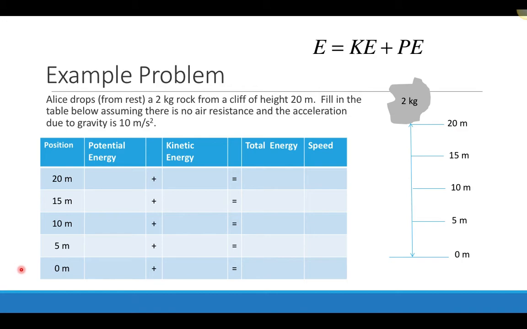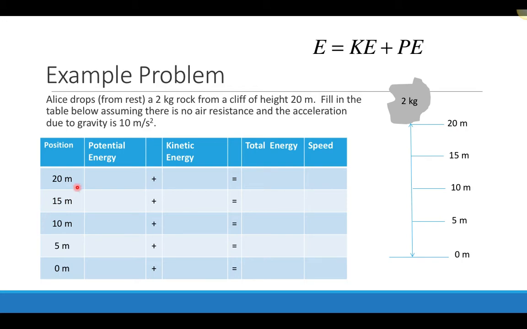All right, so let's look at an example. This is kind of a long example, but I think it's worth taking the time to go through. Alice drops, meaning from rest, a 2-kilogram rock from a cliff that's 20 meters high. We want to fill in the table below, assuming that there's no air resistance and that the acceleration due to gravity is 10 meters per second squared.